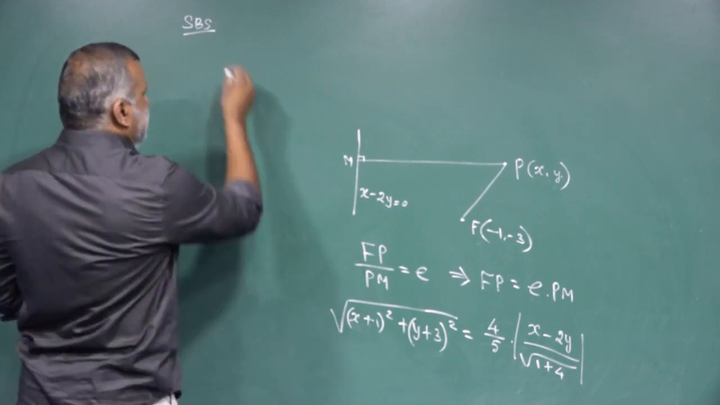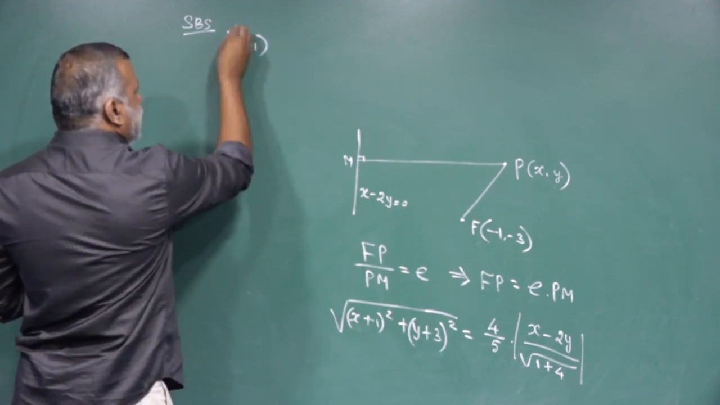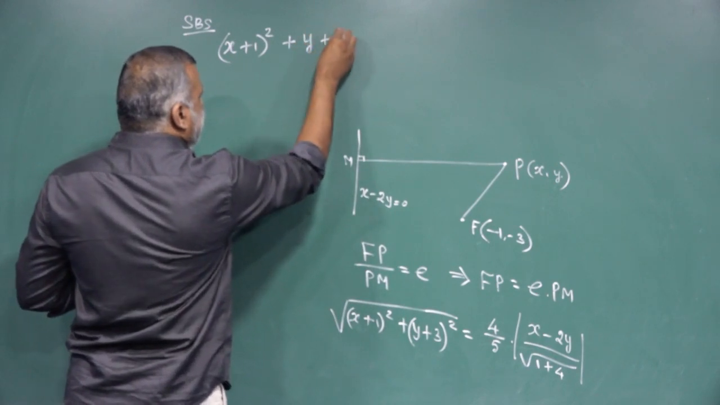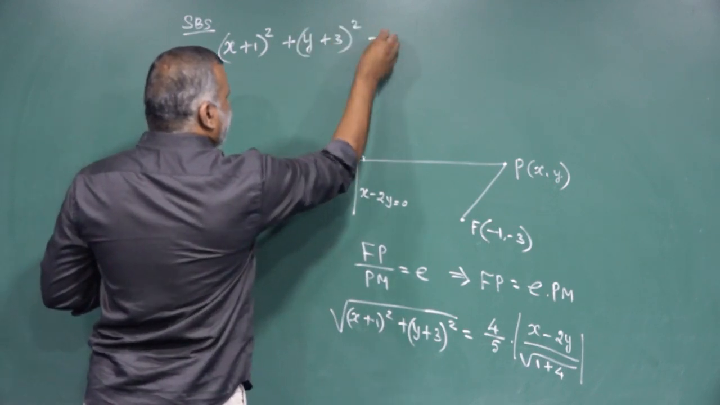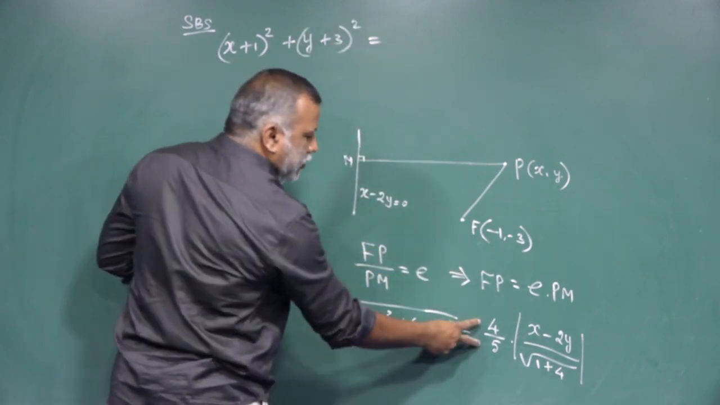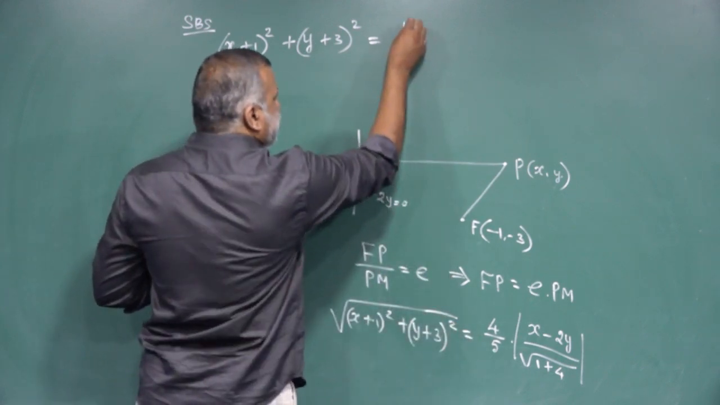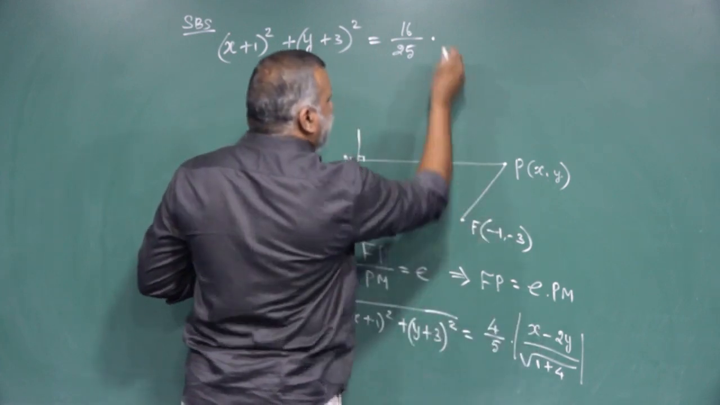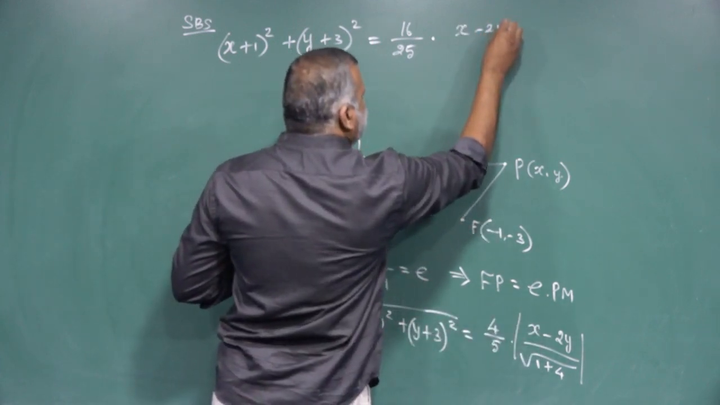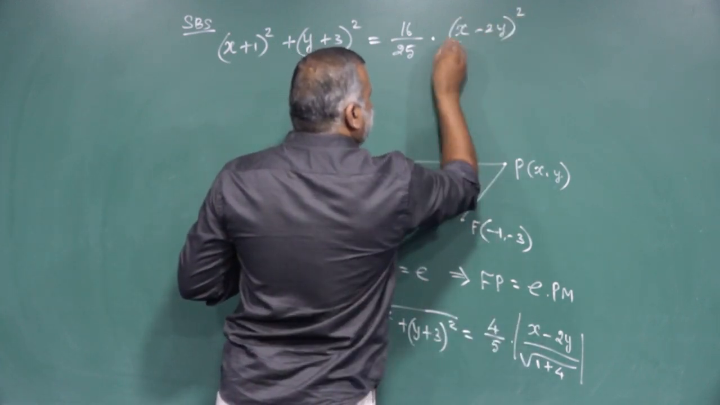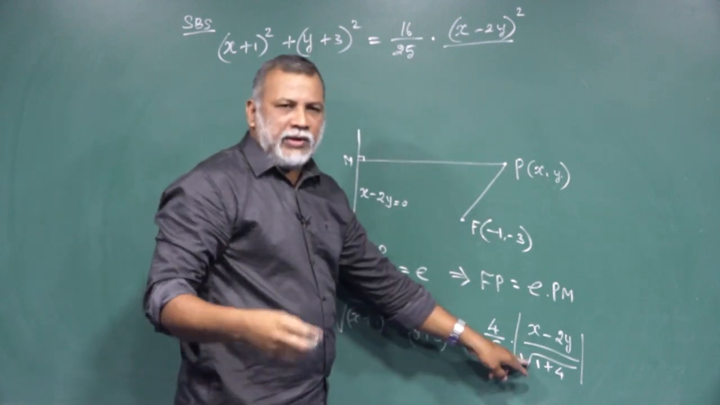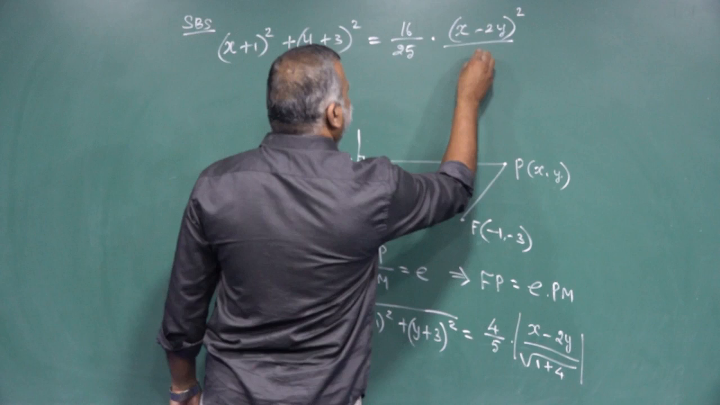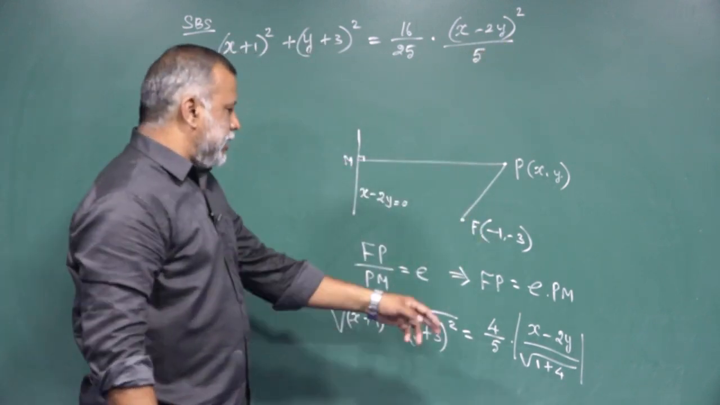So squaring both sides, we can get (x plus 1) the whole squared plus (y plus 3) the whole squared is equal to, in your RHS, if you are squaring 4 by 5, we can get 16 by 25. Then squaring this value, we can get (x minus 2y) the whole squared, then divided by, this root will be removed, we get 4 plus 1, it will become 5.